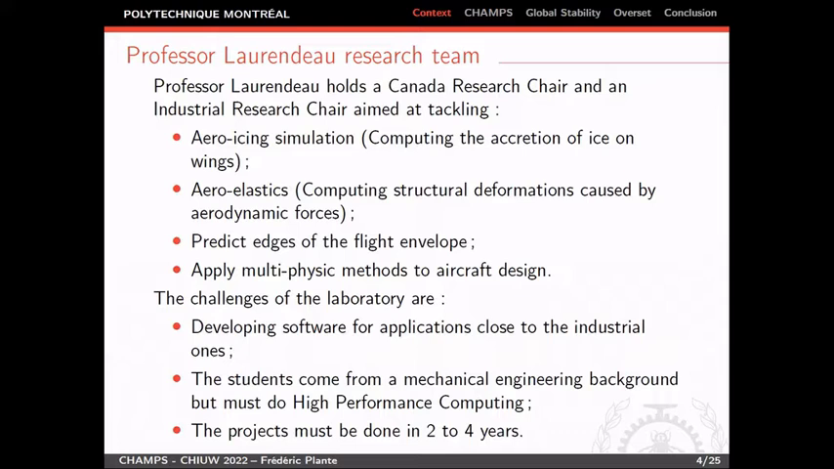But the people working in the lab, so myself and our graduate students and undergrad students, mostly come from a mechanical engineering background. So we need them to be able to learn how to do high performance computing within a project of 2 to 4 years, plus producing new research work. So this is something that is a challenge for our laboratory.